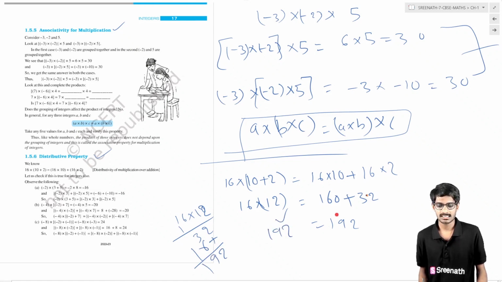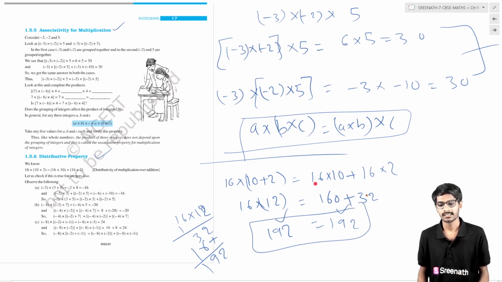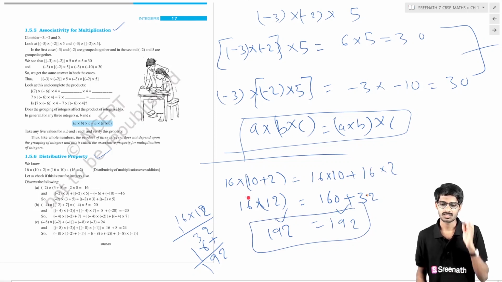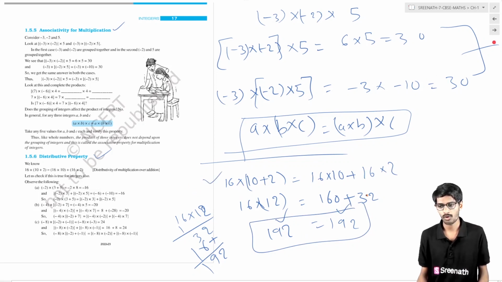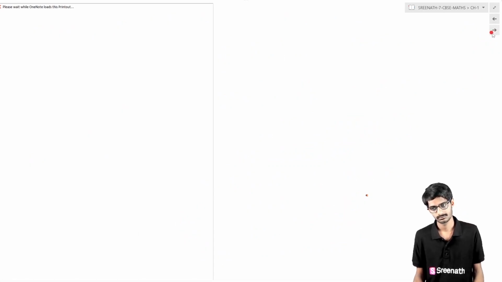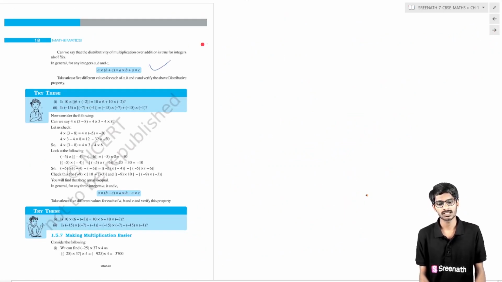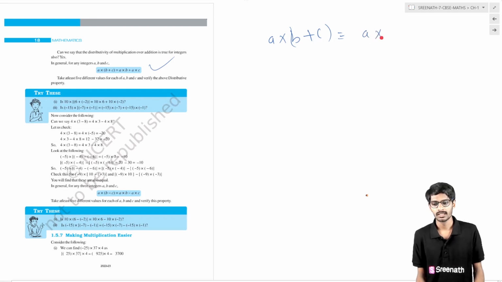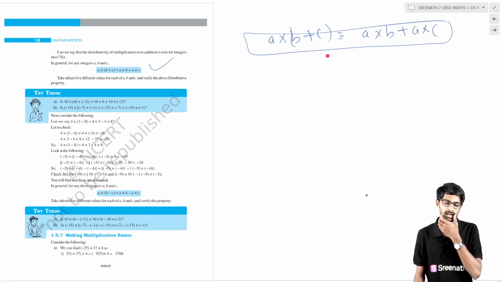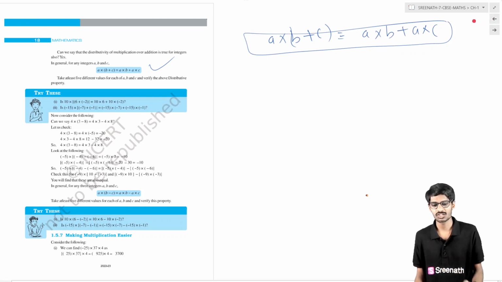So what happened? This has the same result, but what is the difference? Here it is A cross B plus C, and there it is A cross B plus A cross C. But the result is the same. In this case, we call it the distributive property. What does this property tell us? A cross B plus C has a value equal to A cross B plus A cross C. Then we say that it obeys the distributive property.